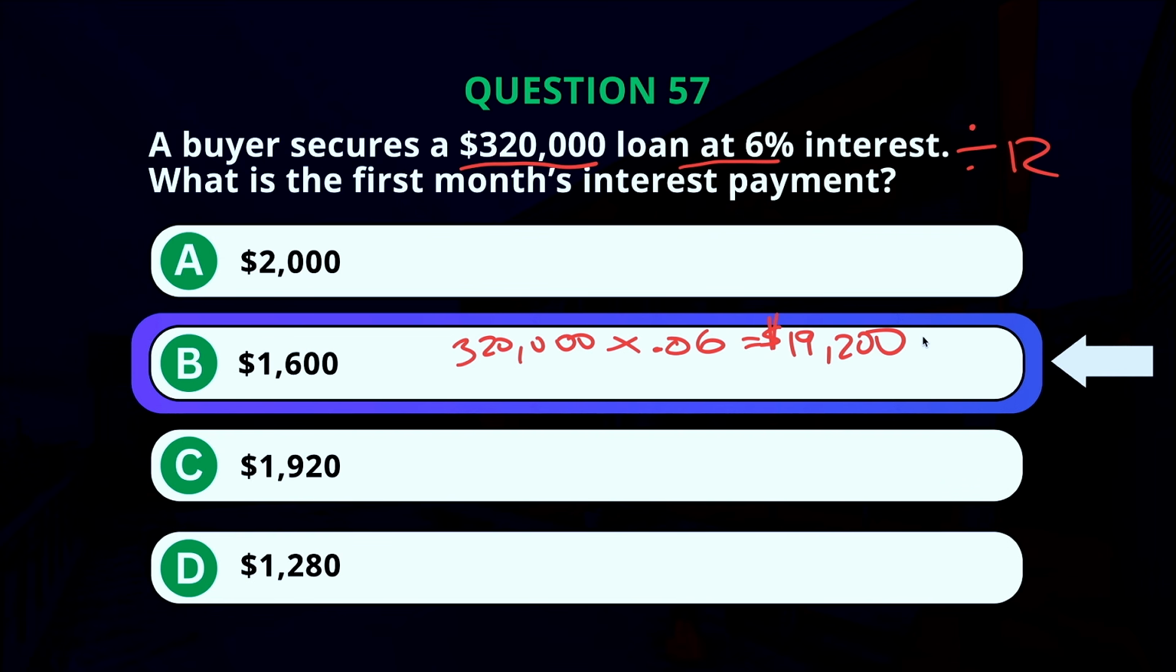And if you do that, you'll get $19,200. All right, that's for the whole year. That's the interest, the simple interest for the whole year. Now, if you simply divide this by 12, then you'll get $1,600. All right, so pretty easy. So you're just going to rewatch this a few times to get your simple interest calculations.